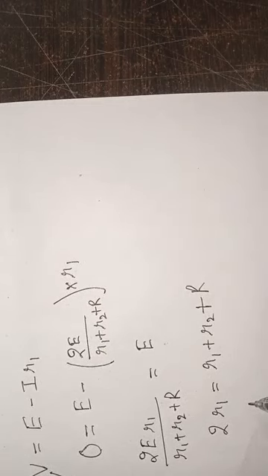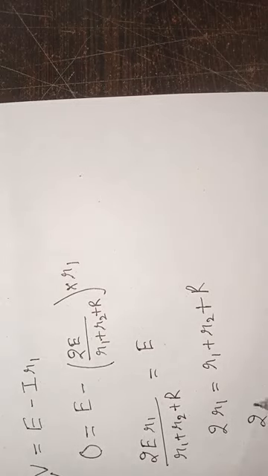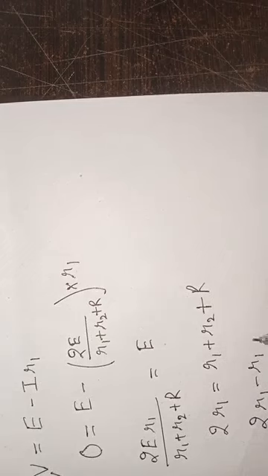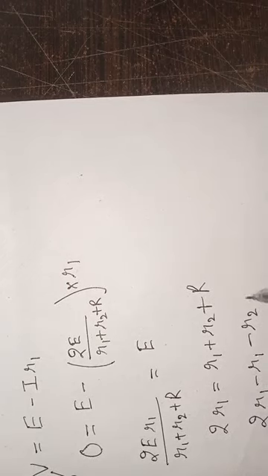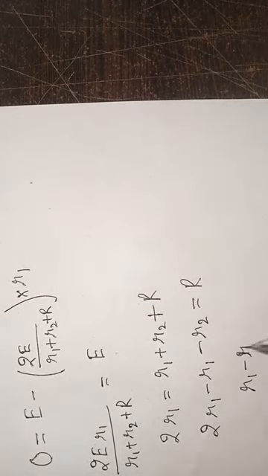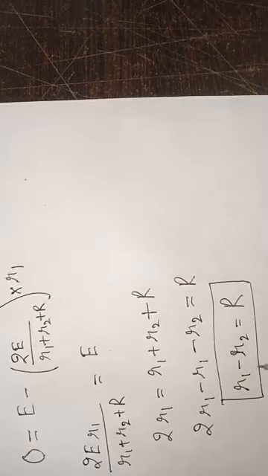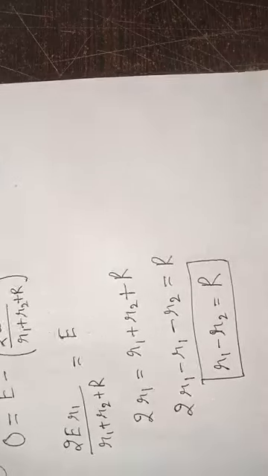In this question we have to find out the value of capital R. So this will become 2R1 minus R1 minus R2 equal to R. So we will get R1 minus R2 equal to R. This is the required value of the external resistance: R1 minus R2. Thank you.